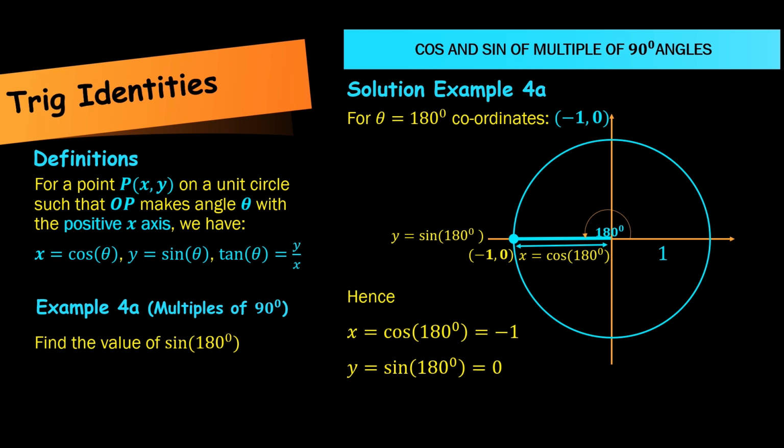We also have similarly y equals sine 180 degrees from the definition, and from the diagram we have that this equals 0. Therefore y is equal to 0. In particular, sine 180 degrees is equal to 0.